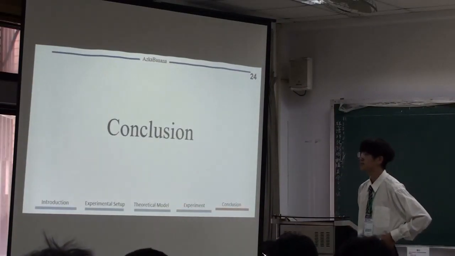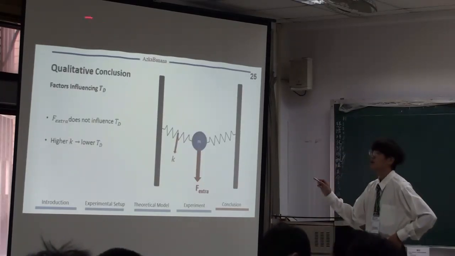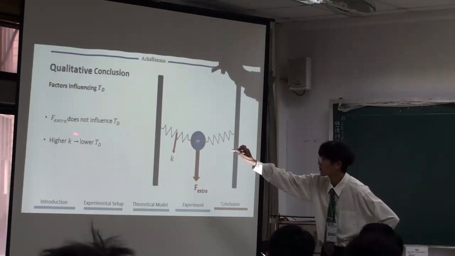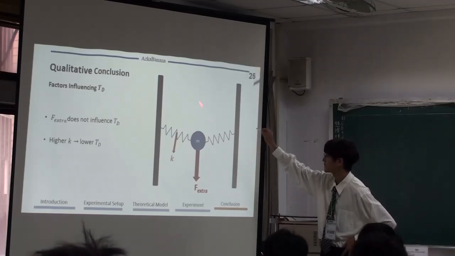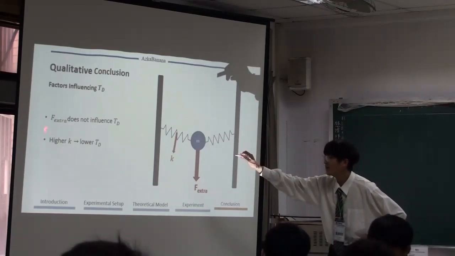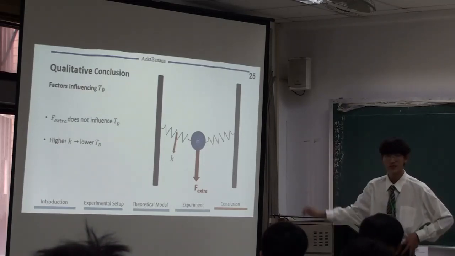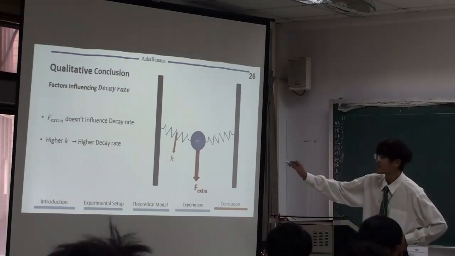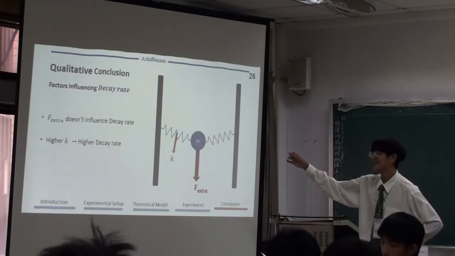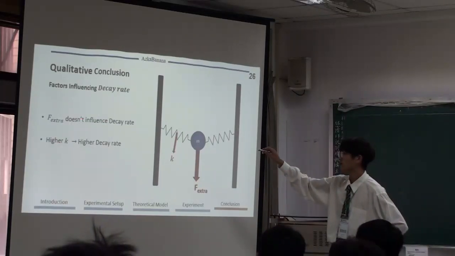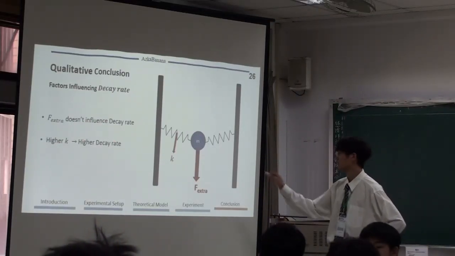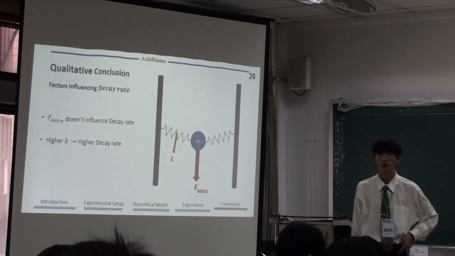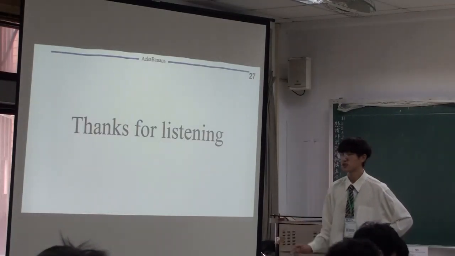Now we'll go to the conclusion. First of all, the factors that influence your period. I think extra force does not influence the period of this damping function, but the higher the K is, the lower the period is. Second, factors that influence decay rates. As I have said previously, extra force does not influence the decay rates of this damping function, but a higher K also creates a higher decay rate for the whole motion. That's it for my presentation.